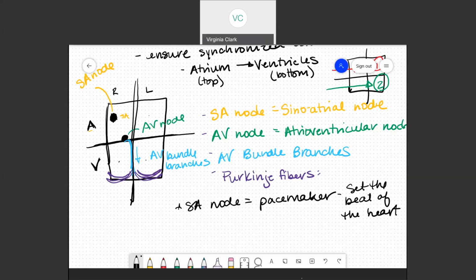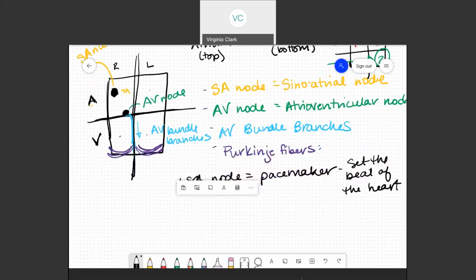If someone has artificially had a pacemaker put in, they've undergone surgery, they have some heart condition, and they have an artificial pacemaker put in, essentially what they're doing is putting in artificial SA node cells into this area to set the rhythm of the heart. So it's very, very cool. So what happens is your SA node just has an internal heartbeat. And this SA node is the pacemaker, and he will set the rate and beat of your heart.